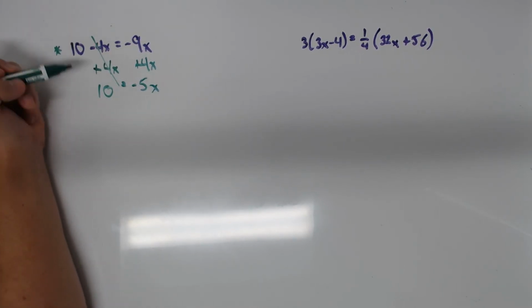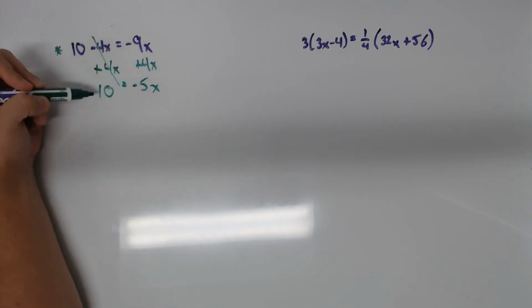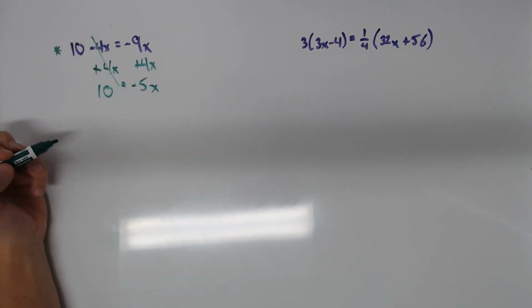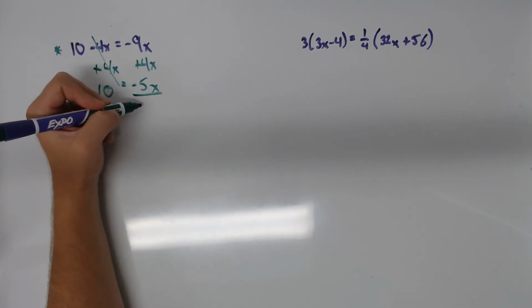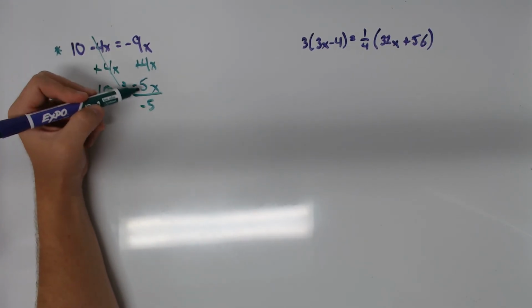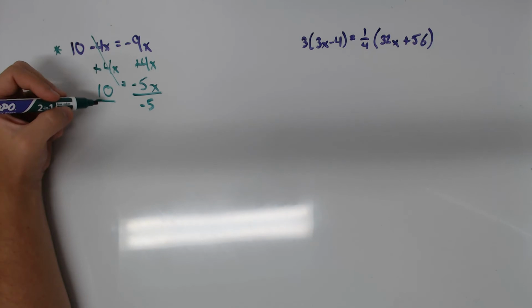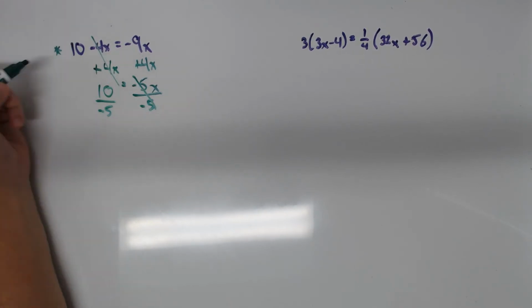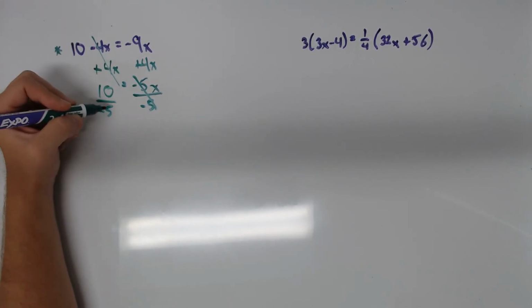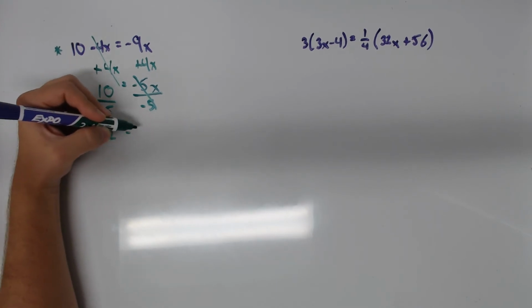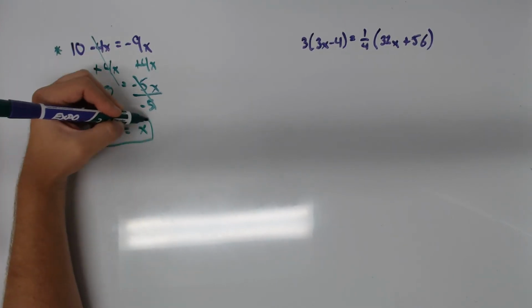All right, so that's step 2 done. All my variables on one side, all my constants on the other. Now we just multiply or divide. In this situation, we got to divide because x was multiplied by that negative 5. Always do the opposite. 10 divided by negative 5 is negative 2, and we're happy. That was a nice short one.